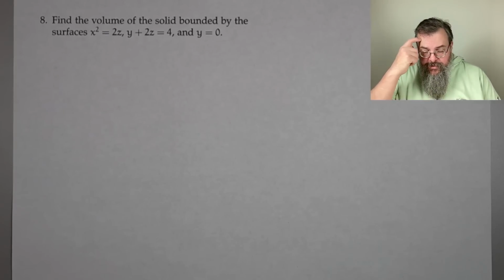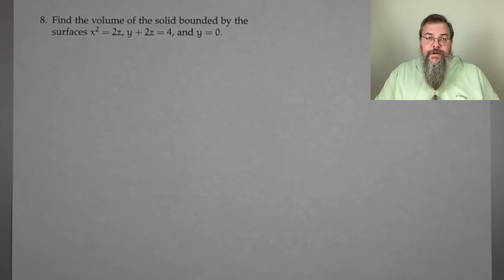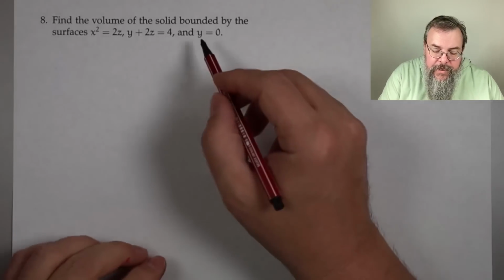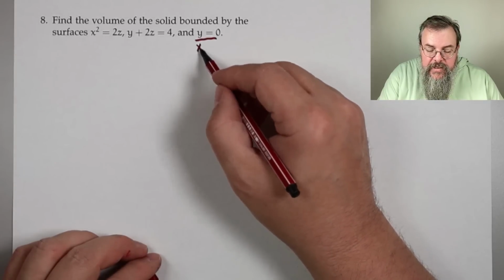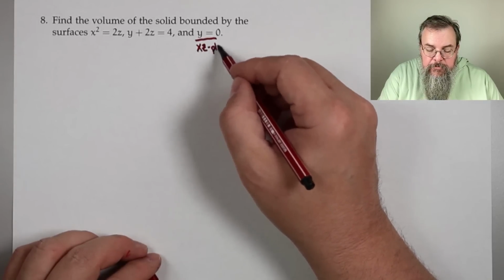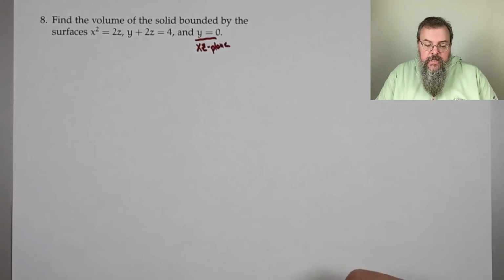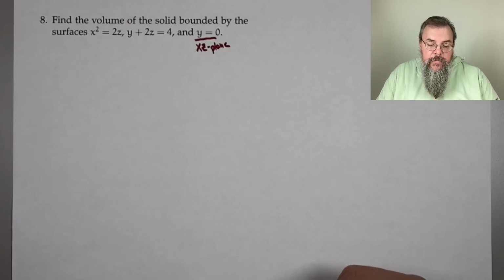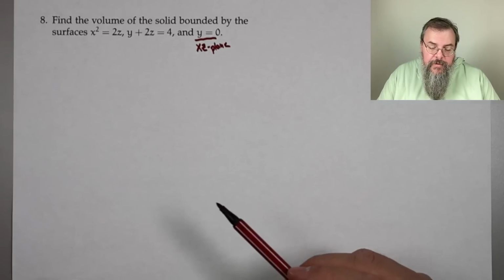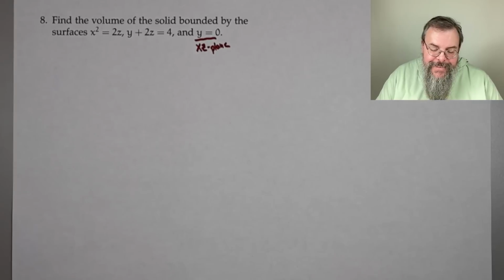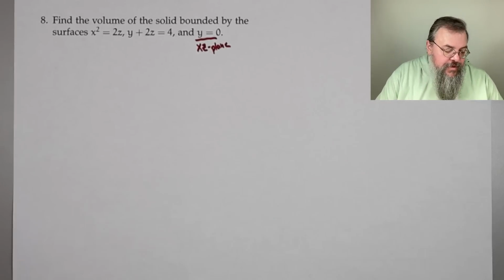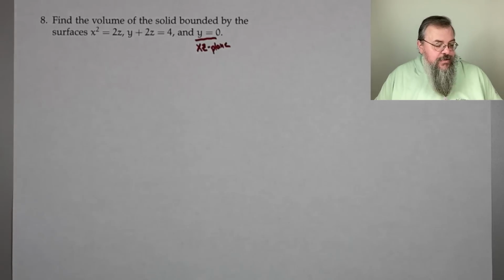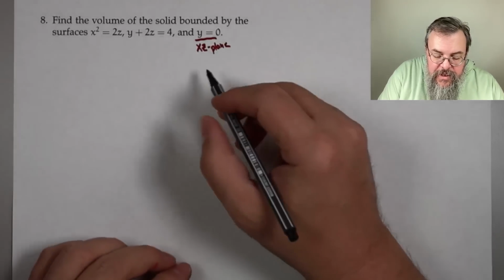And okay, so we can identify a couple things pretty quickly. So y equals 0, that's an easy surface. That's going to be our xz plane. All right, well that's good. We have the xz plane. y plus 2z equals 4. That's also going to be a plane, but okay, let's actually do a sketch here. So y equals 0, xz plane.